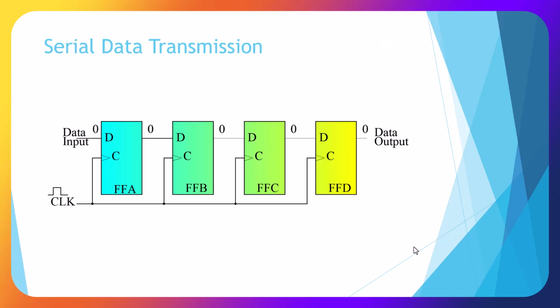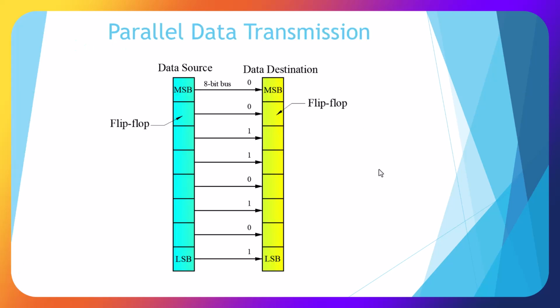Here we could transfer data serially from one, in this case flip-flop, to another one at each clock pulse. We could also transfer data parallel, where each bit is shifted directly across parallelly.